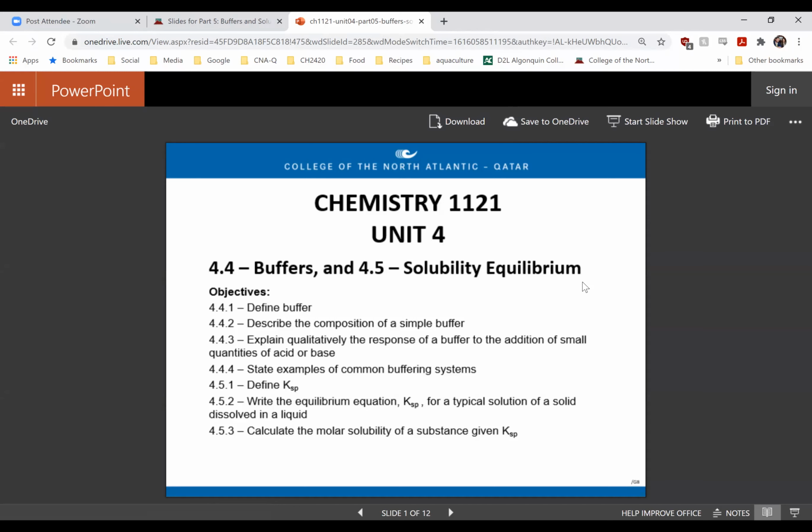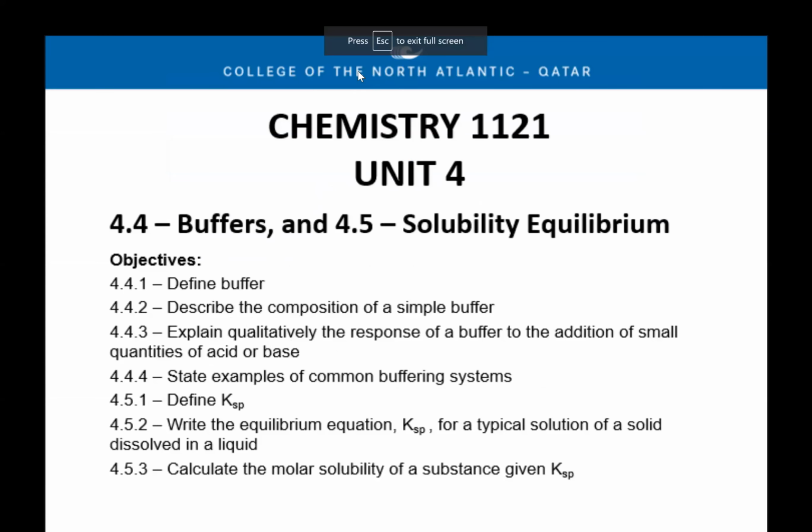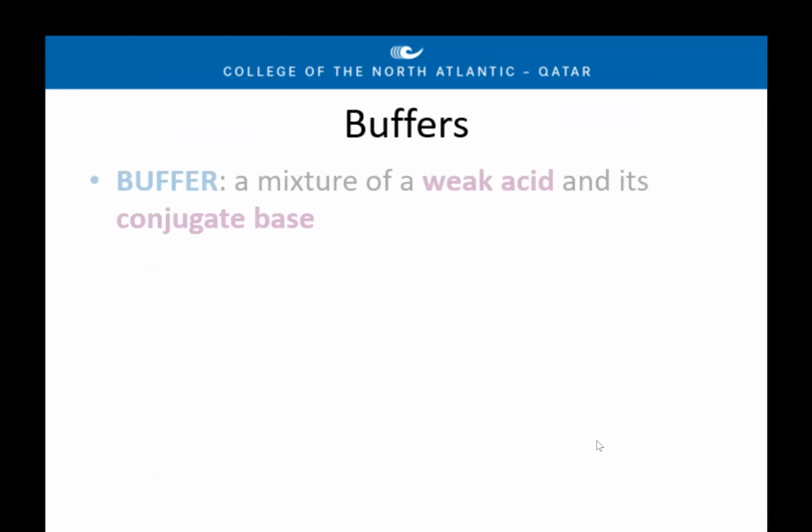So the last part of chapter 4 involves something called buffers, which is a lot easier than it sounds, and equilibrium for soluble compounds. This does sound a little complicated, but it is actually pretty straightforward. So just give me 5 minutes here to introduce this, and then we're done. I don't know if you've heard this in your lab. I don't know if Miss Michelle mentioned this, but buffers are a mixture of weak acids and their own conjugate base.